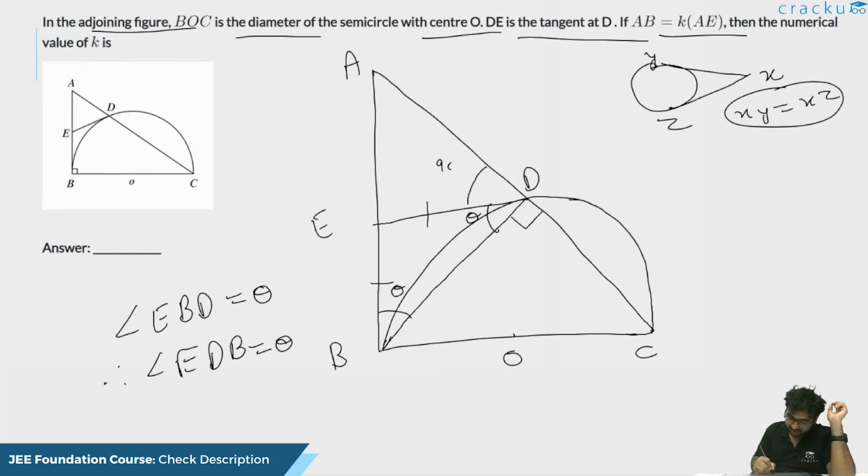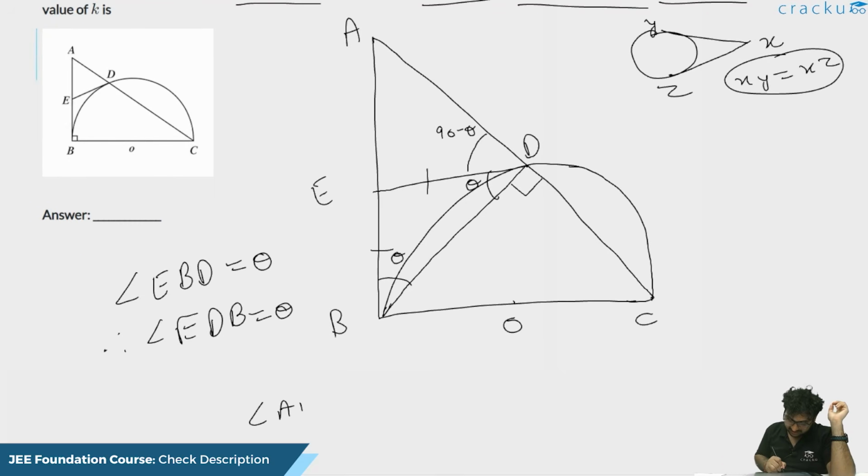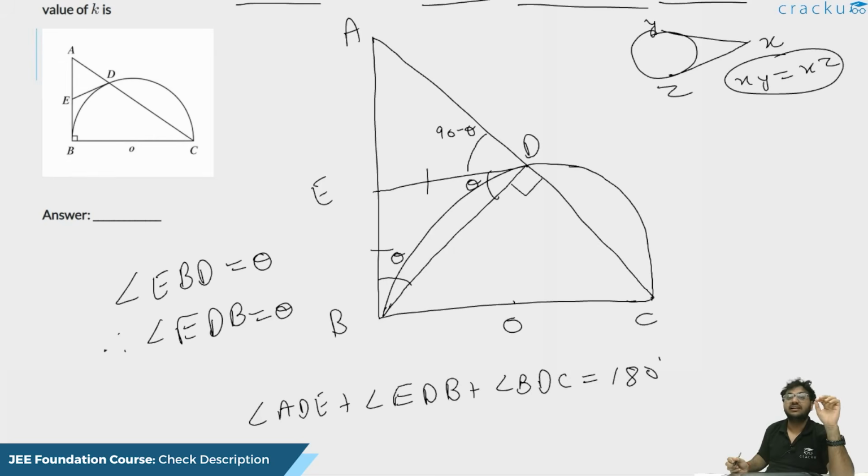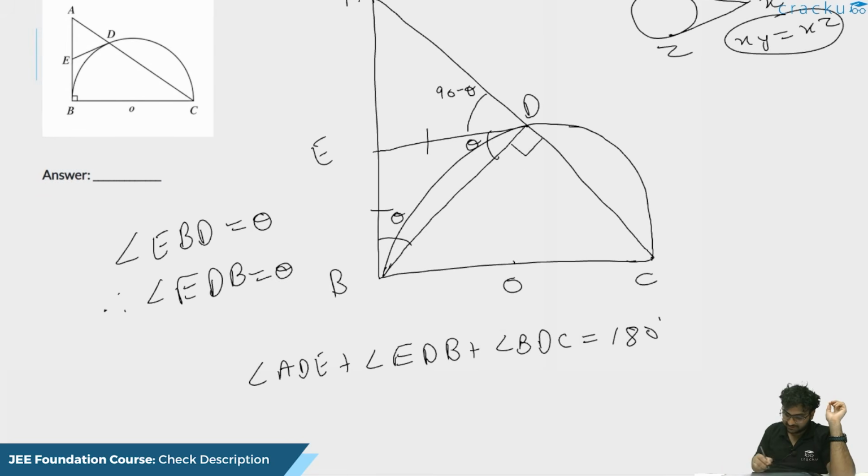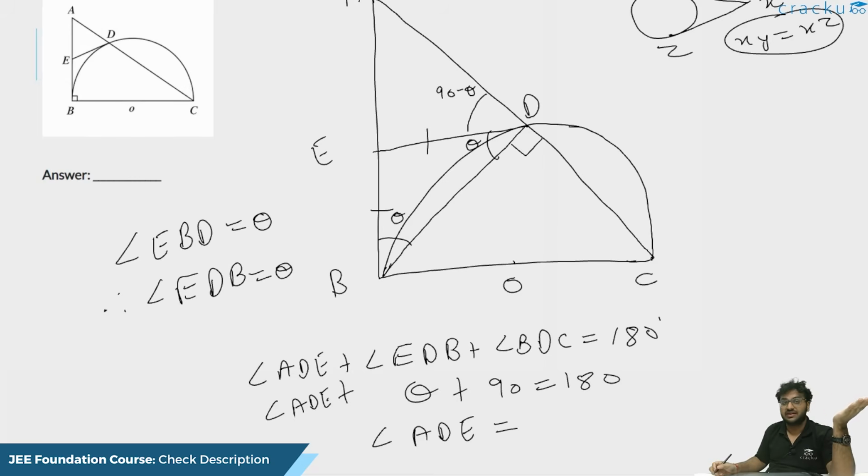90 minus theta. Why? Because angle ADE plus angle EDB plus angle BDC is 180 degrees. How? It is forming a straight line. So EDB is theta, this is 90, so equal to 180. So what is angle ADE? Angle ADE will be 180 minus 90 minus theta, which will be 90 minus theta. So this is 90 minus theta.